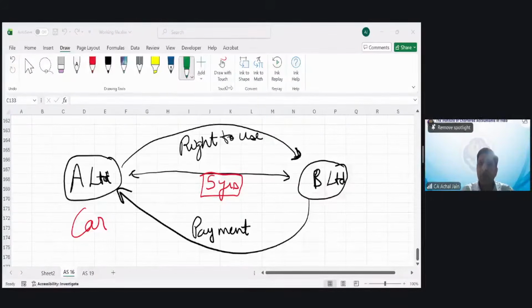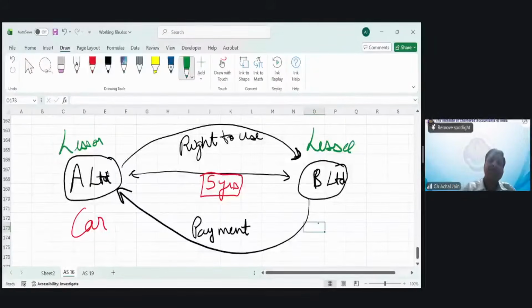What do you call A Limited? Lessor, sir. Lessor. Very good. So in this case, A Limited will be called as lessor. Right? What do you call B Limited? Great. Anil says B Limited will be called as a lessee. So B Limited is the lessee in the given case.